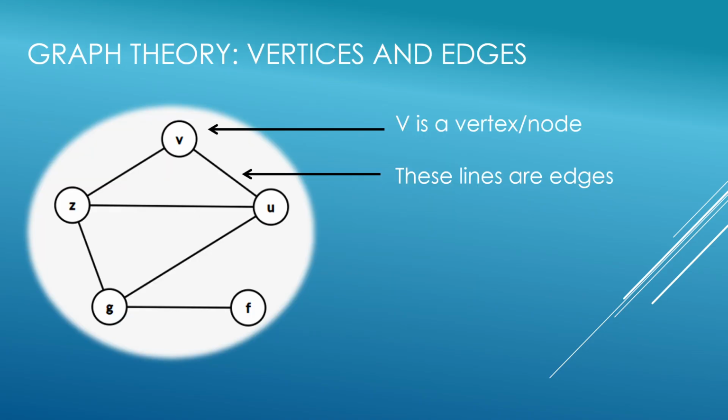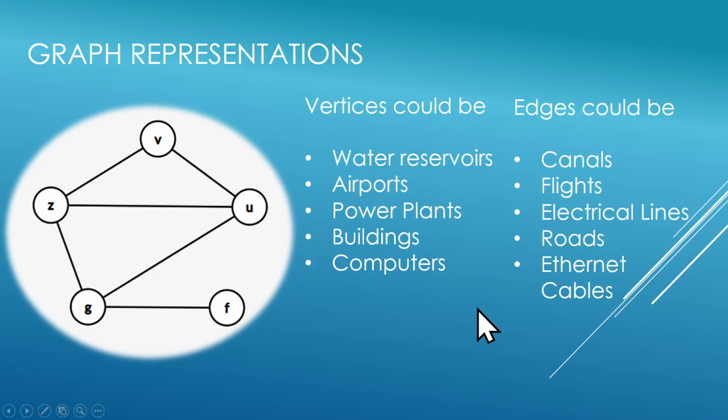Now, what are those? These are graphs that are defined by vertices and nodes, a vertex and a node. So here, V is a node, U is a node, Z is a node, and the lines between them are edges. Now, you're going to ask, what do they represent?